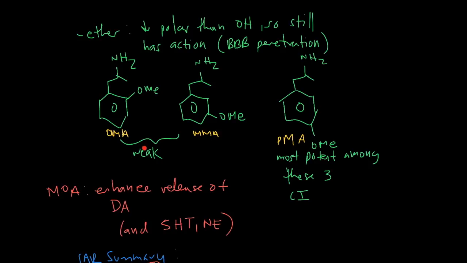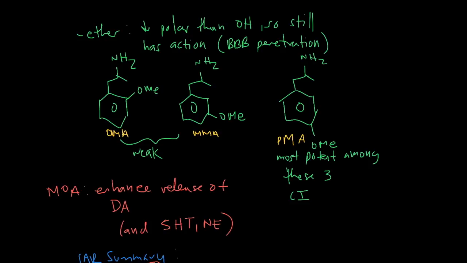So orthomethyl, which is OMA, metamethyl, which is MMA, not mixed martial arts, but MMA. So this is the ether at the ortho position, so it's O for ortho. This is the ether at the meta position, so it's M or metamethyl. And this is the ether at the para position, which is P or para. Remember in the last video I explained what ortho, meta, and para are. Turns out that paramethyl is the most potent among orthomethyl, metamethyl, and paramethyl. And it's actually a Schedule 1 compound.